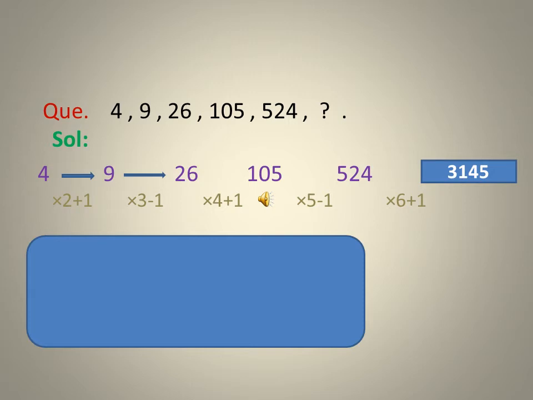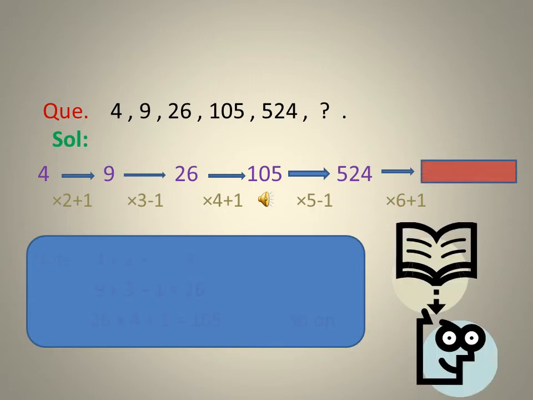You can see the rule here. Which rule is followed here? Which order is followed here? The order is multiply by 2 plus 1, multiply by 3 minus 1, multiply by 4 plus 1, multiply by 5 minus 1 and multiply by 6 plus 1. You can see a note here also. In it you can easily understand this note.